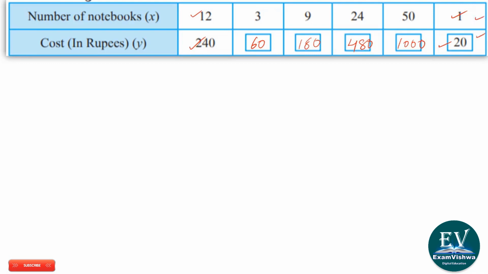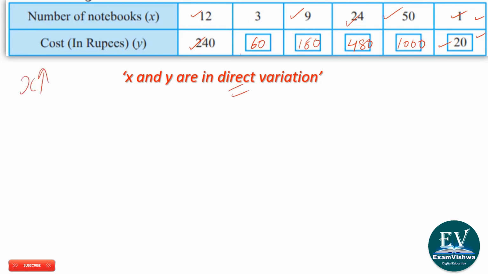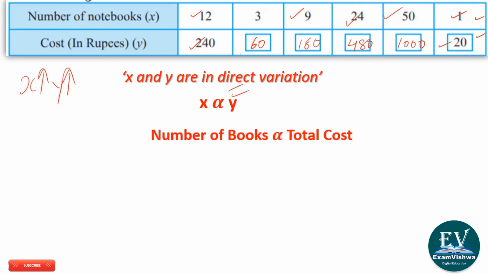Another thing that we notice is that when 12 is 240, 3 is 60. That means when it is 9 it is increasing, 24 further increasing, 50 further increasing. That means x and y are in direct variation. What is direct variation? Where x increases, y also increases. Such variations are called direct variation, and it is represented as x directly proportional to y.